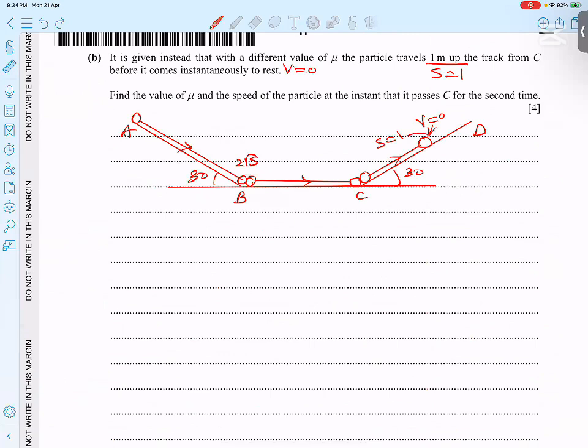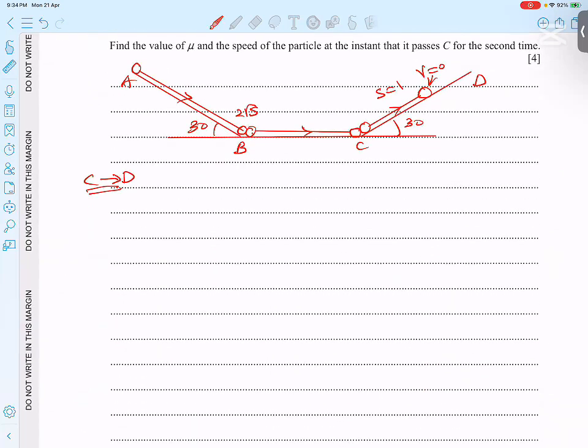First of all, I will talk about C to D. We have the data given here: v is 0, s is 1, and we have to find two things. First, the acceleration in terms of mu, and we have to find the initial speed. That is very important, because the initial speed will help us solve it from here.